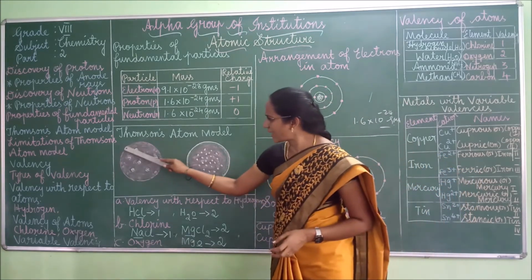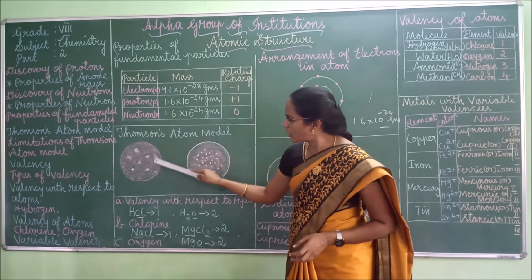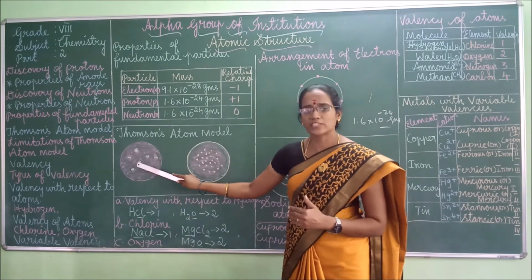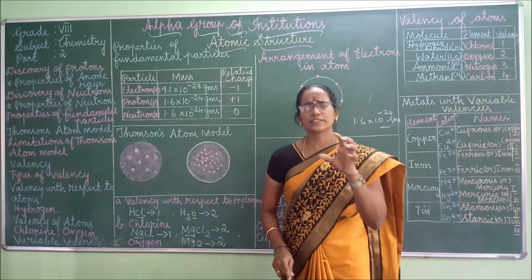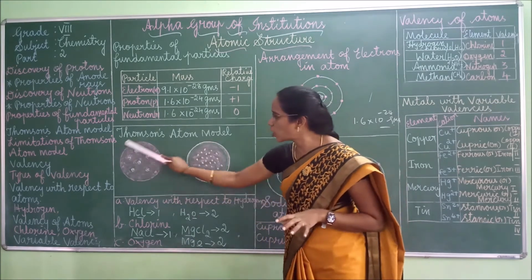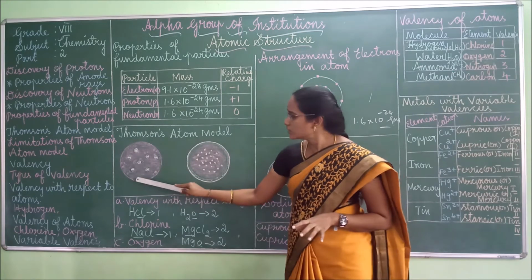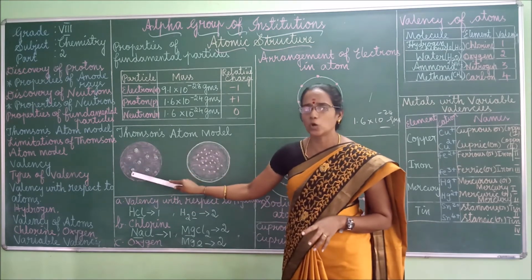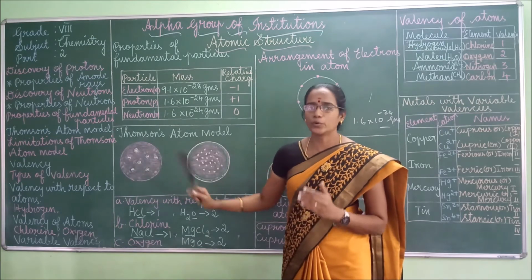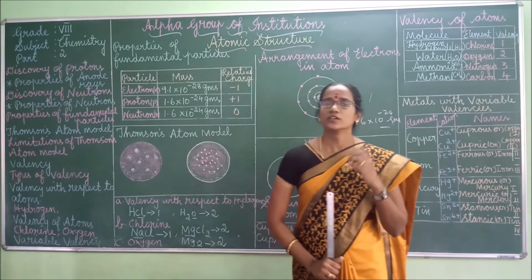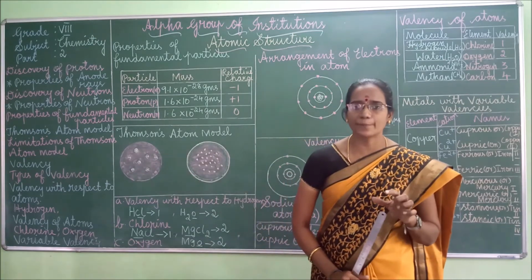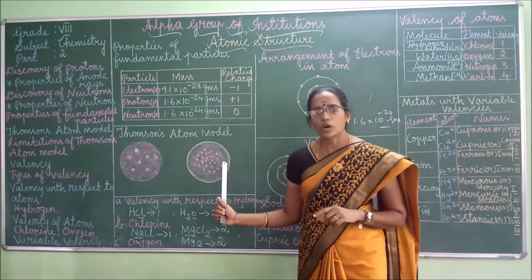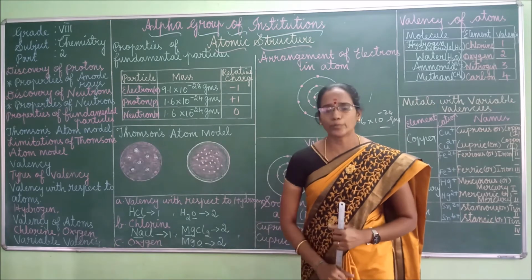This red mass is compared, it is nothing but the mass of an atom, which is uniformly distributed all over the atom. Okay, the mass of an atom is uniformly distributed all over the atom in the plum pudding model. Got it, children? So Thomson's atomic model is compared to what? One is the watermelon and another one is the plum pudding model.